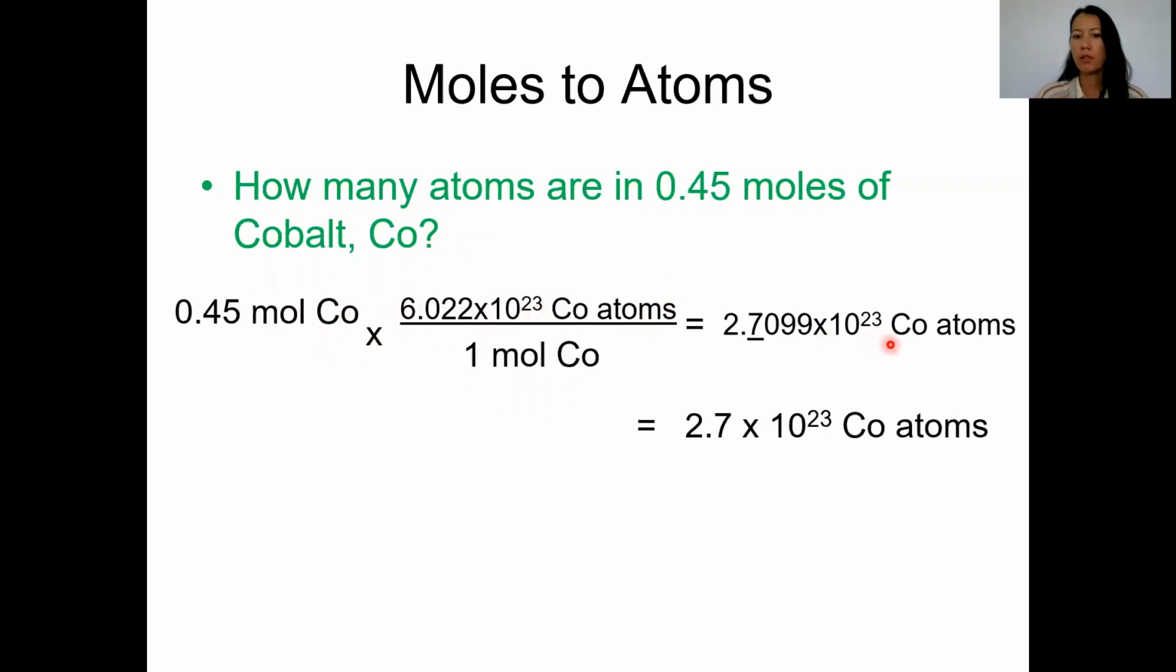Try this in your calculator, and this goes out to 2 sig figs. So notice I carried out the digits, but I put a line to represent, I'm just going to cut it off after these first 2. So my final answer, I don't round up, I get 2.7 times 10 to the 23 cobalt atoms. Again, to do that conversion, that's Avogadro's number, always 1 mole.